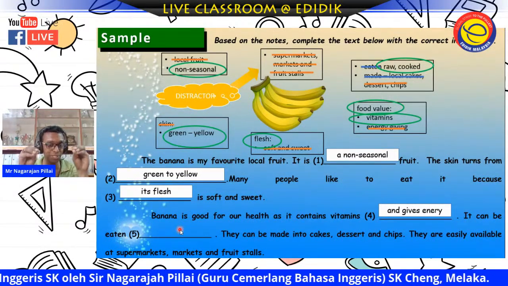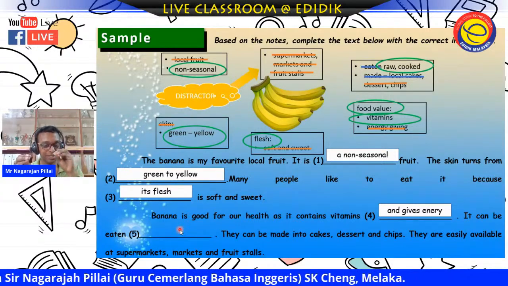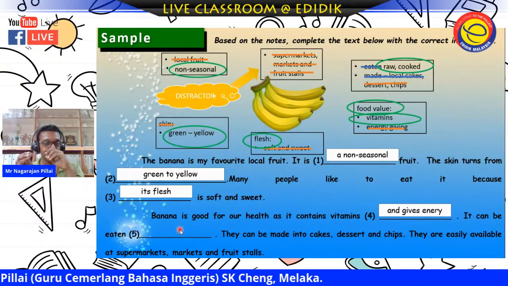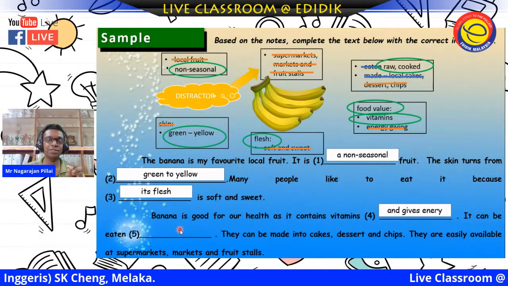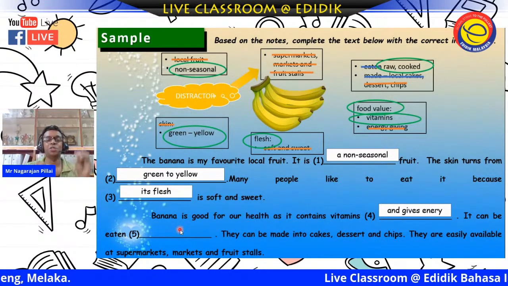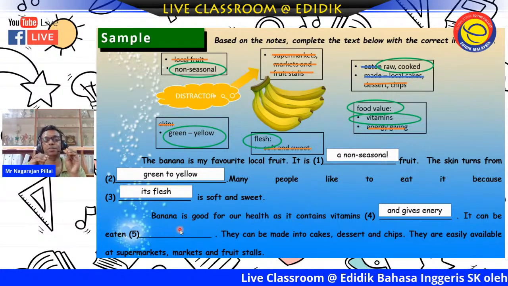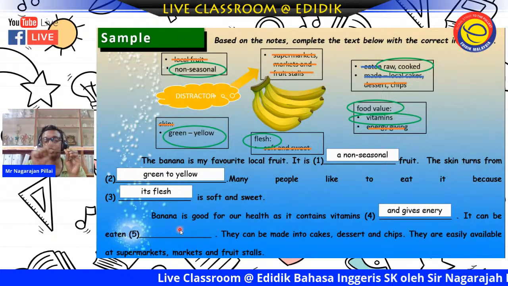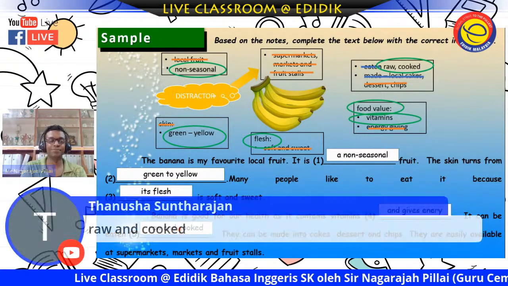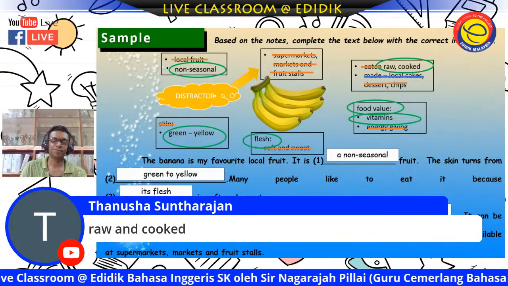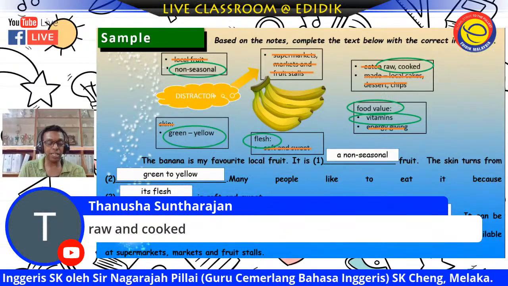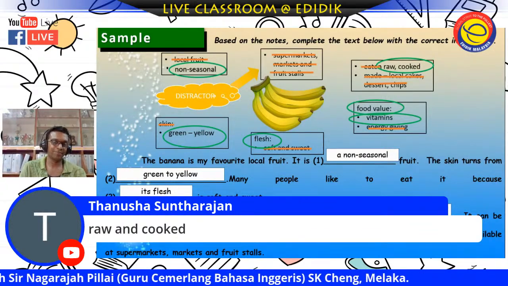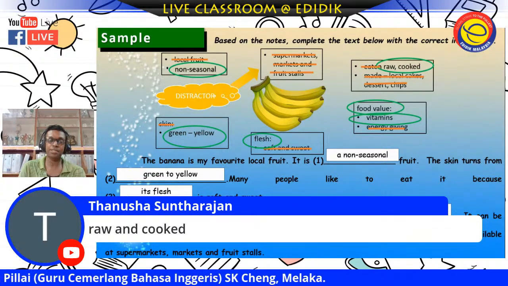It's like a bridge, the same bridge again. Okay, in conjunction, you have so many small bridges. Okay, for this one, we have raw, we have cooked. So you need a connection. And okay, it can be eaten raw and cooked. Okay, our conjunction here is and.